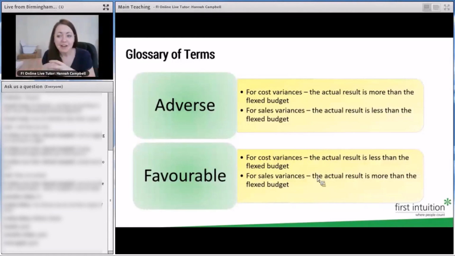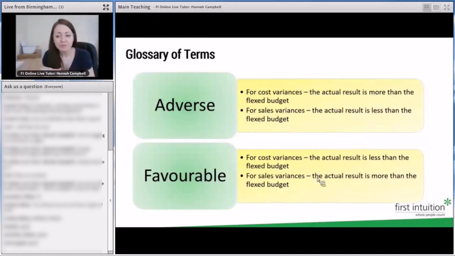For sales variance, this time if your actual result is less than the flex budget, you've got less revenue, you've made less profit, bad news, so it is adverse. When we talk about adverse and favourable, we're always talking about the effect on profit. So if what has happened has caused your profit to decrease, then it would be an adverse variance.